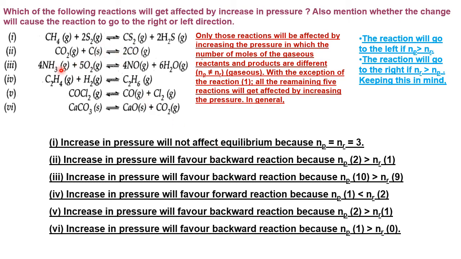In the same way, this reaction: 5 plus 4 is 9, product side 4 plus 6 is 10, so 9 to 10, increasing the moles, increasing the pressure. So the reaction is favoring from low to high. If you decrease, forward. If you increase, backward. So backward. Now this one, gas, 2 moles to 1 mole, high pressure to low pressure. So this is favoring high to low.